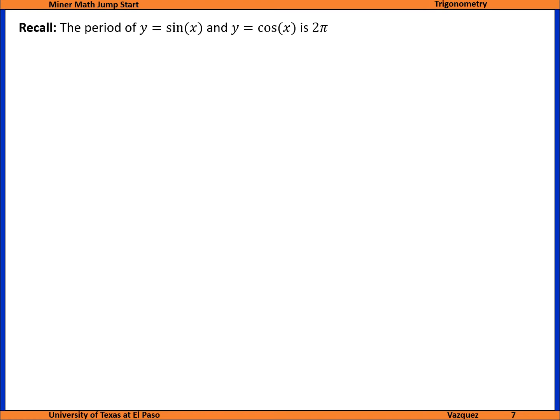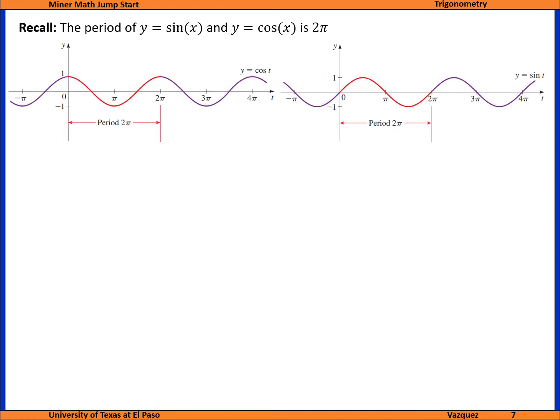The period of a sine function and a cosine function is usually just 2 pi. However, that can change, but let me show you what that period looks like. The period here for cosine x and sine x is 2 pi. The reason it's 2 pi here is basically when the pattern restarts. So it starts here, goes a little downward and then up. Once it reaches 2 pi, notice how the pattern starts all over again.